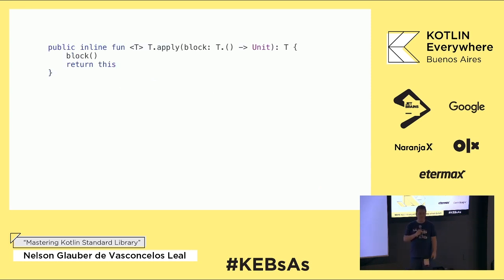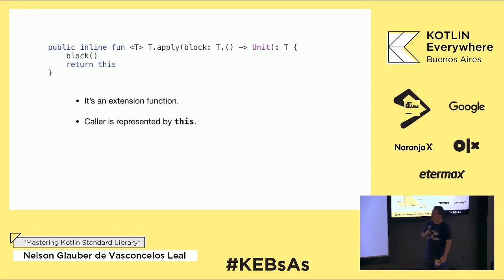The second function is apply, which is also an extension function. The color is represented by this. I didn't mention in the first function, but the color here is the object which is calling the function, so I'm naming it color. The color is represented by this inside of the lambda. And it returns the color itself. It returns the object itself.